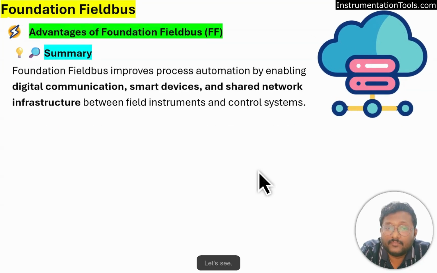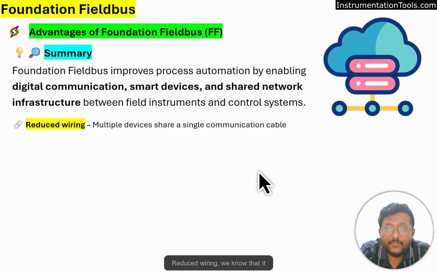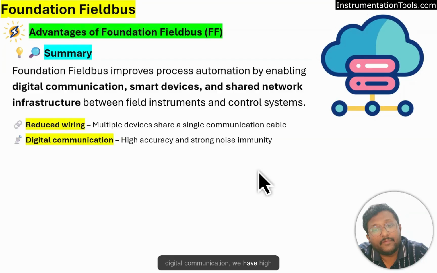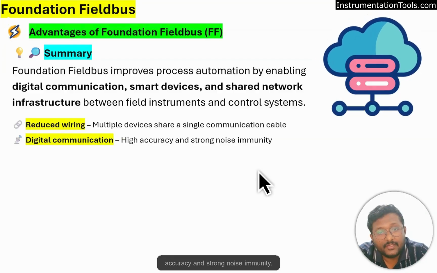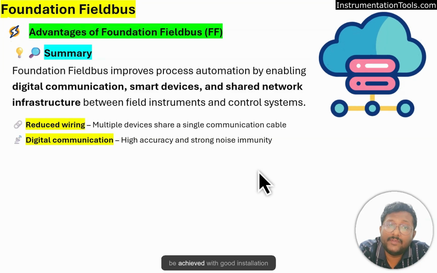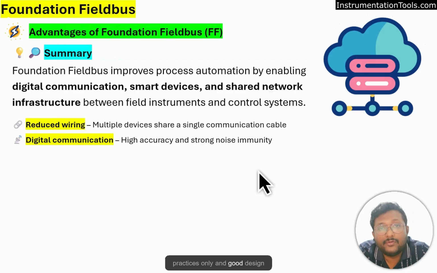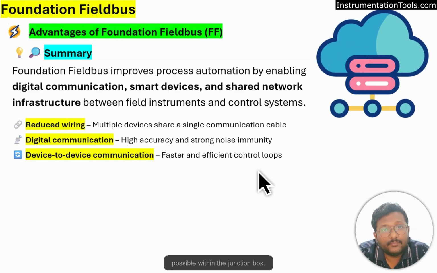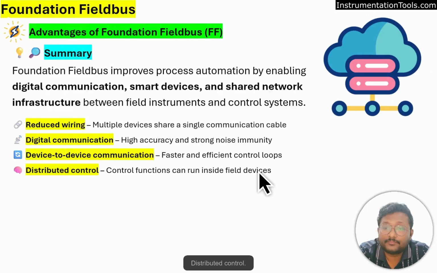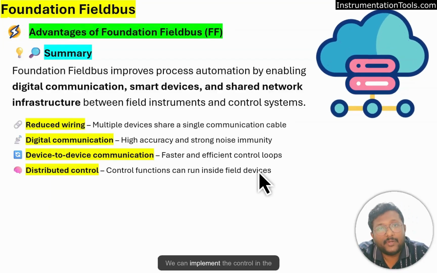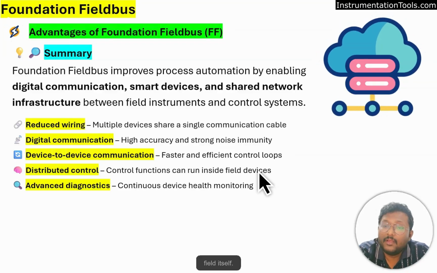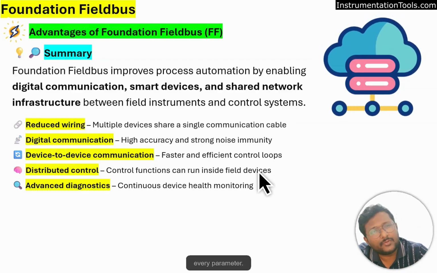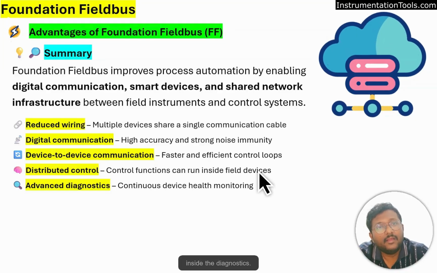So what is the summary? Let's see. Reduced wiring. We know that it reduces a lot of wiring. Digital communication. Because of digital communication, we have high accuracy and strong noise immunity. See, the strong noise immunity can be achieved with good installation practices only and good design practices only. Device to device communication is possible within the junction box. Distributed control. We can implement the control in the field itself. Advanced diagnostics. You can see a lot of healthiness status, each and every parameter. So many parameters are available inside the diagnostics.